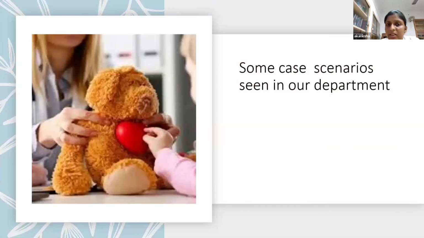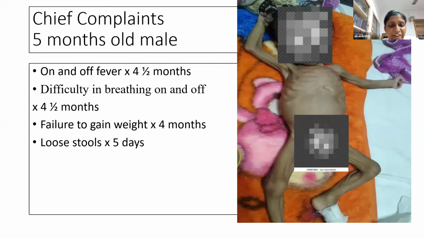Now I would like to discuss two case scenarios in brief, which were seen in our department. This 5-month-old male presented with chief complaint of on and off fever since last 4 months, difficulty in breathing on and off since last 4 months, failure to gain weight since last 4 months, and loose stool since last 5 days.